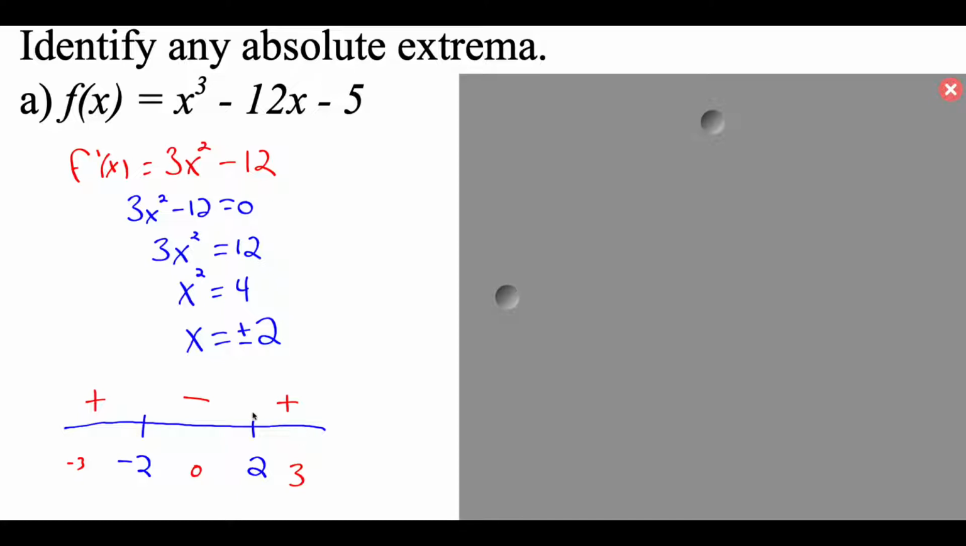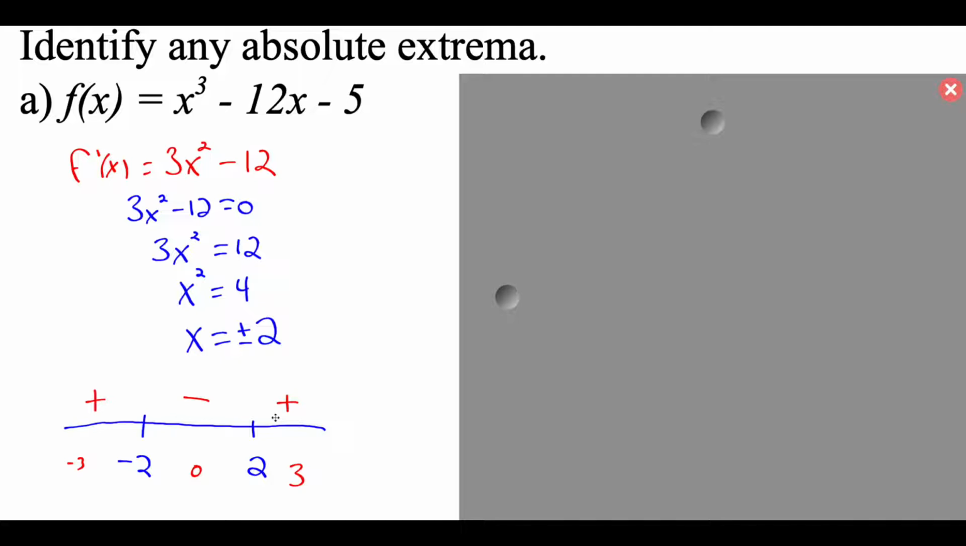That behavior that we're seeing in our sign chart helps us determine what type of points these are at the critical numbers. So if we start looking at the negative 2, to the left of negative 2 it was positive, but to the right of negative 2 it was negative. So it's changing from positive to negative at negative 2. So that's going to give us a local maximum at negative 2. But then if we look at what's happening around positive 2, it's going from negative to positive, so that's going to give us a local minimum at the x value of 2.